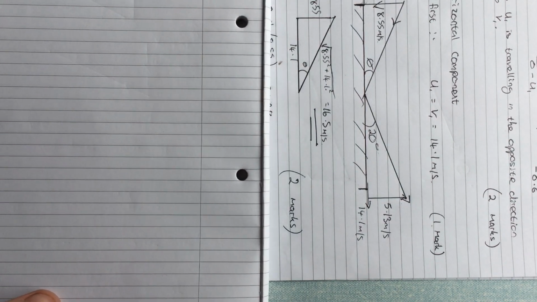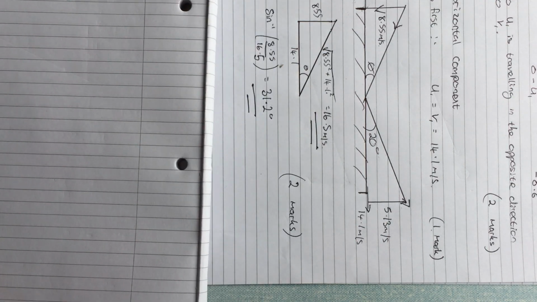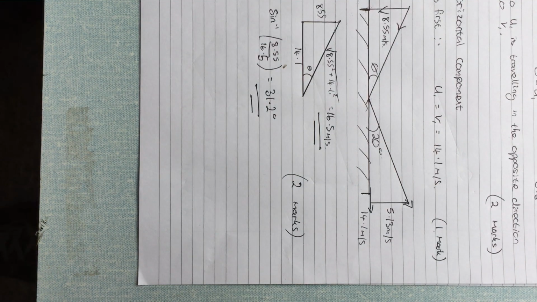And then we're back to trigonometry and Pythagoras to combine those velocities into one velocity, from which we'll find we get to 16.5 meters per second at an angle of 31.2 degrees, which gets us to the points that we wanted to find.